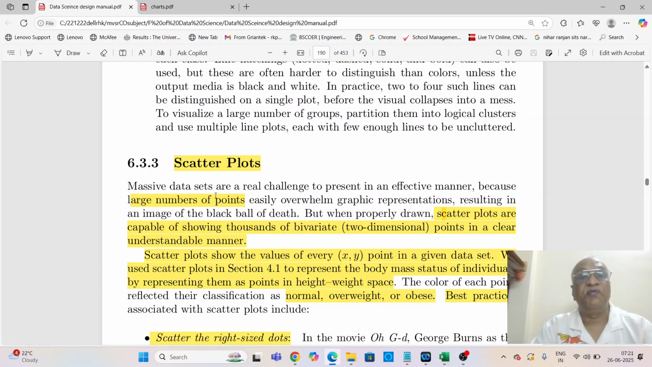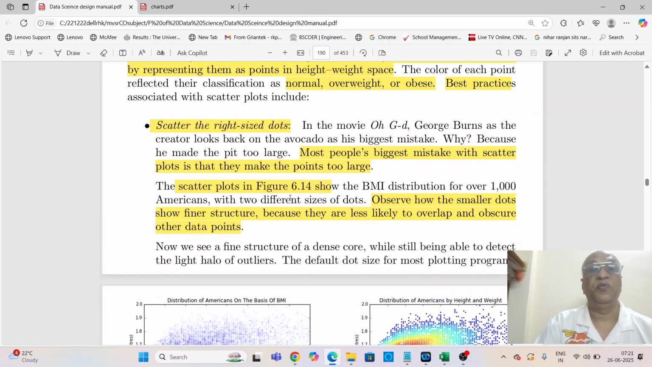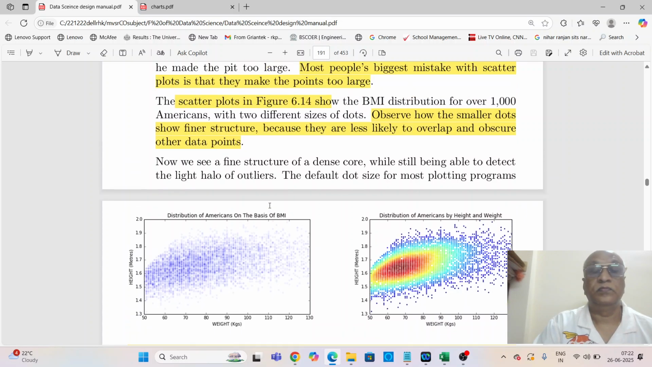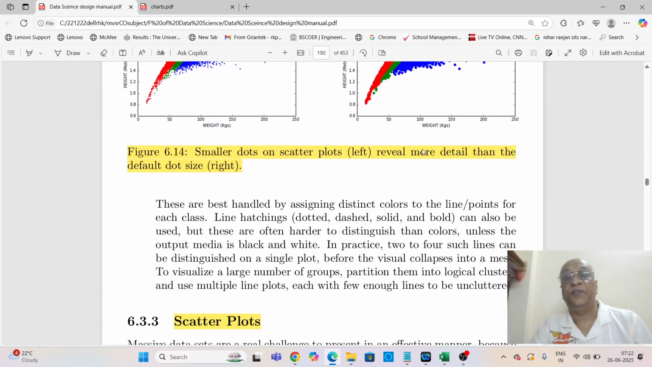Scatter plots are used whenever we have a large number of data points, thousands of bivariate, two-dimensional points. It shows the value of every data point. What are the best practices? The dot size should be proper. Usually people make the mistake of choosing a bigger dot size. Here only it has given the example: a smaller dot size gives more clarity than a bigger dot size.